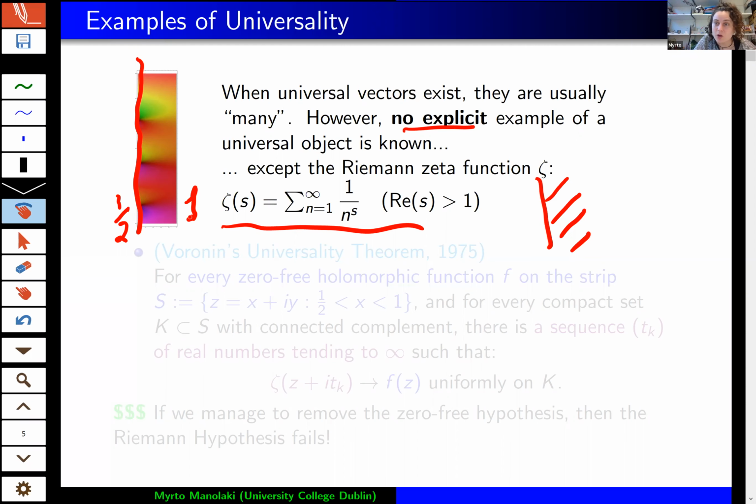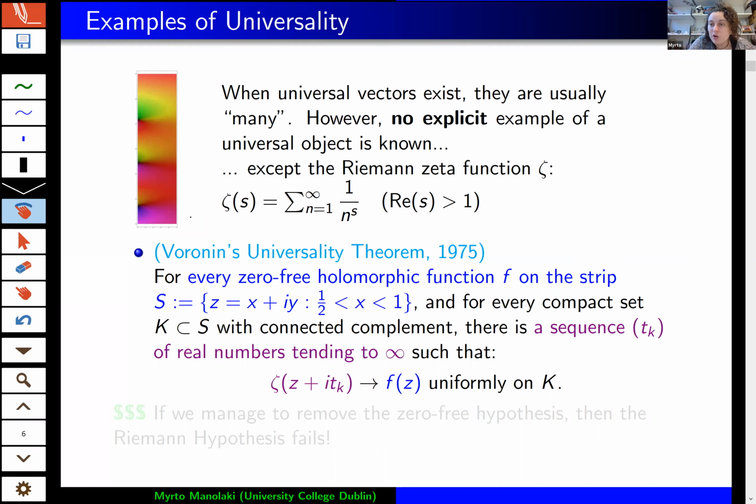So let's see now how this relates to the concept of universality. We have this theorem due to Voronin, quite recent, let's say, that tells you the following. You take your strip, the critical strip, let's call it S, and you will have the property that for any zero-free holomorphic function f on this critical strip and any compact set K inside the strip with connected complement, we don't want to have holes, I can find a sequence of real numbers t_k tending to infinity such that my Riemann zeta function evaluated at z plus i t_k converges to f of z, and this convergence is uniform on K.